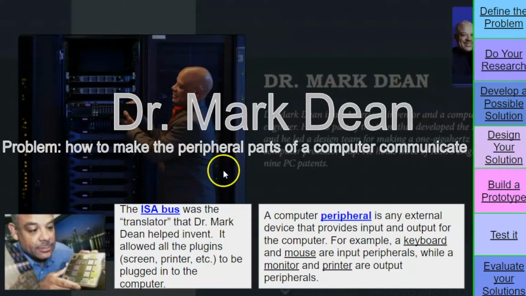Problem: how to make the peripheral parts of a computer communicate. So he invents the ISA bus, the translator that Dr. Mark Dean helped invent. It allowed all the plugins, screen, printer, etc. to be plugged into the computer. A computer peripheral is any external device that provides input and output for the computer. For example, a keyboard and mouse are input peripherals, while a monitor and printer are output peripherals.